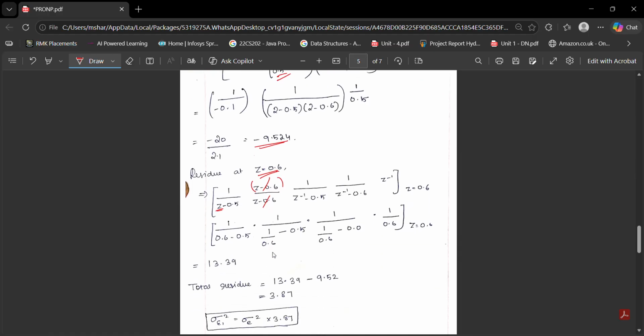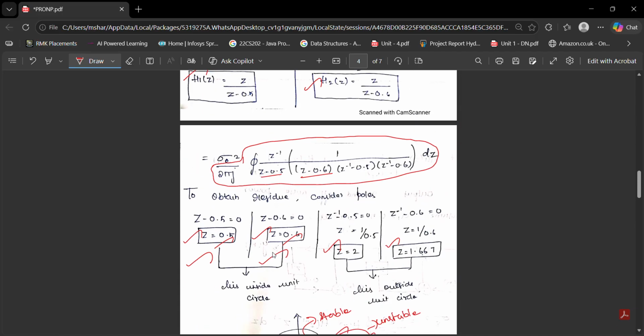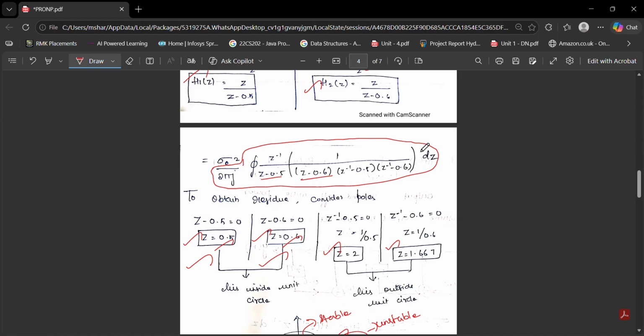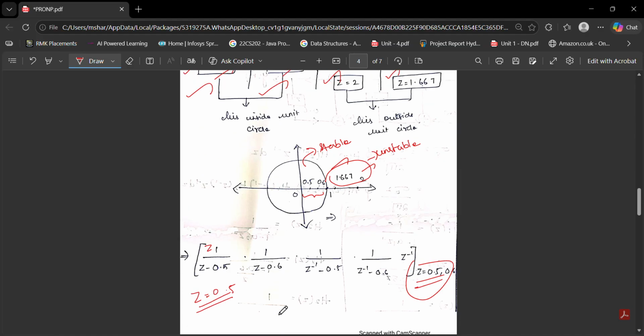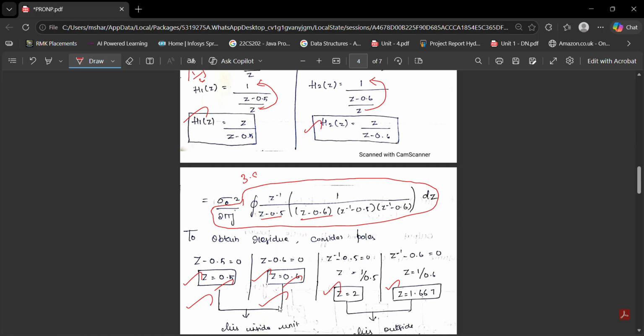Now wherever z is there, I'll be putting 0.6, so z inverse is 1 by 0.6, and again 1 by 0.6, so now it will be 13.39. To calculate the total residue, I will be adding both. So 13.39 plus minus 9.524 is 3.87. So for this entire part, we have got the answer as 3.87. With this, you have to multiply sigma e square.